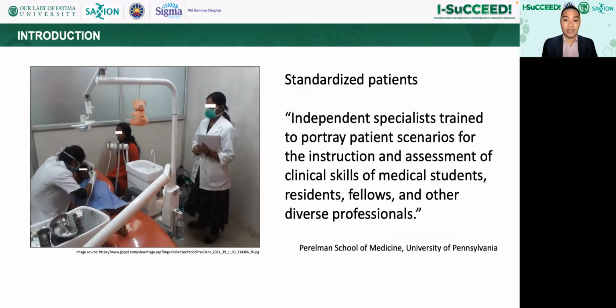Simulation that is closest to a real-life scenario can be a good alternative to continue developing the intended learning outcomes of the students, even in the absence of actual hospital exposures. The utilization of standardized patients, or SPs, is a simulation approach used for teaching and learning that can address this need. SPs are independent specialists trained to portray patient scenarios for the instruction and assessment of clinical skills of medical students, residents, fellows, and other diverse professionals.